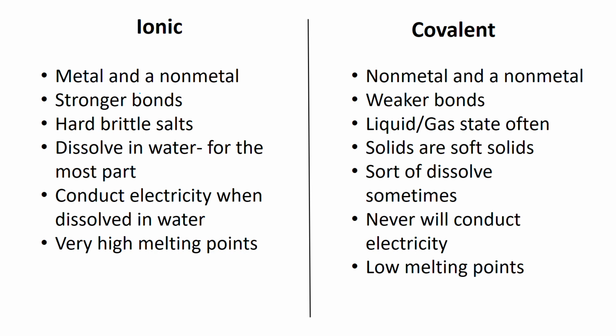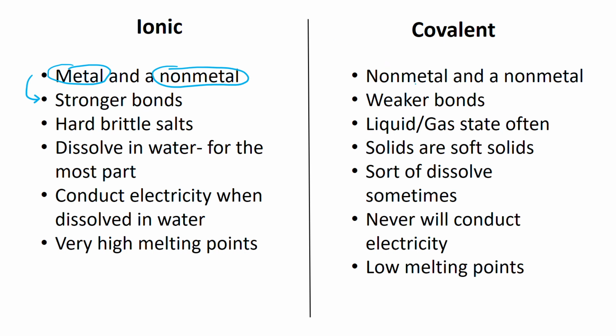Today we're going to talk about ionic and covalent compounds and their properties. First, let's start with ionic. Ionics are formed between a cation and an anion, also known as a metal and a nonmetal. As a result, these bonds are much stronger because they're formed by gaining and losing electrons.